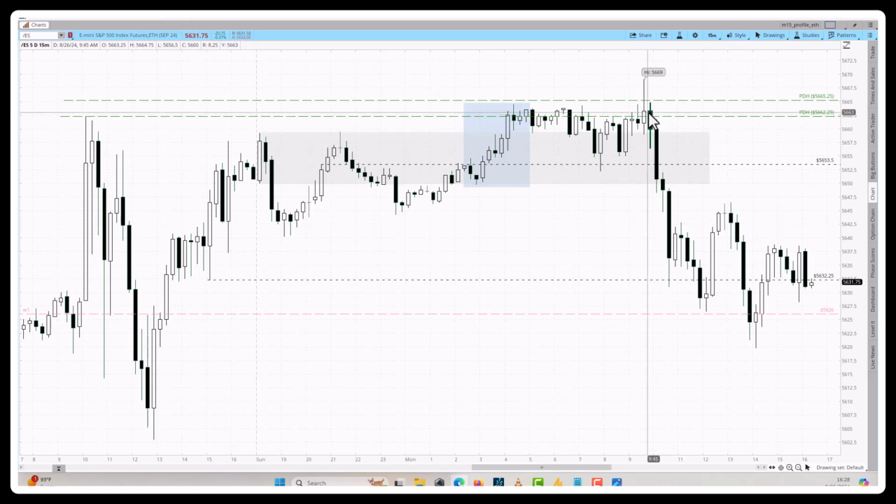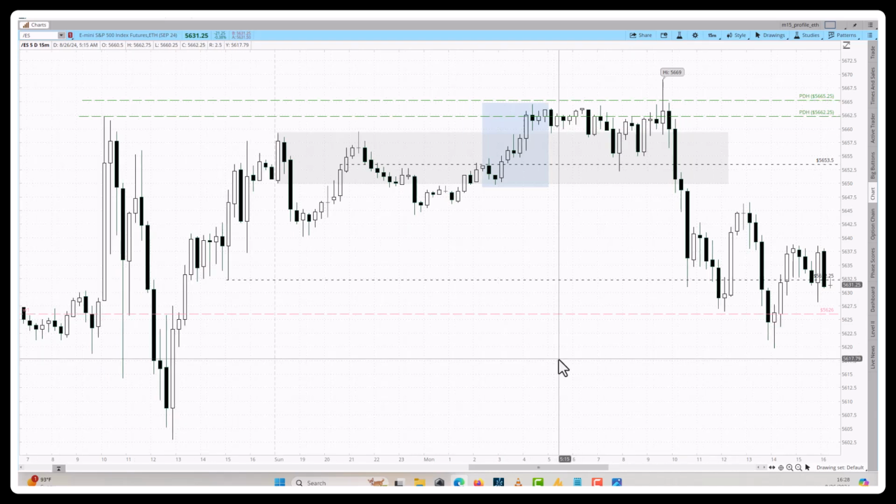We did short right here, but we messed up. We made a very big blunder on our end. So that is the setup for today. Basically, it's a liquidity raid. You move right there, you see that, and it did come down to this level.